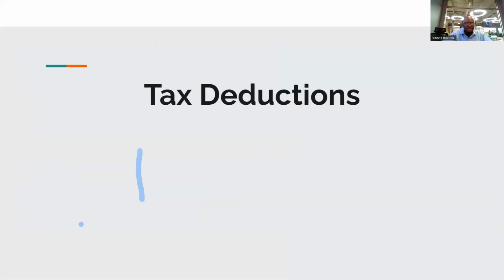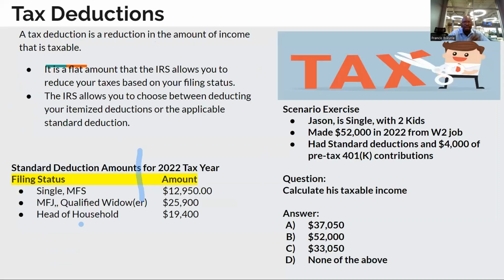Next in our agenda is tax deductions. What is a tax deduction? That's another tool that we're going to be using when we are preparing taxes. We're going to come across it every time. Customers are going to ask you, and you're going to come across it in your software. A tax deduction is a reduction in the amount of income that is taxable. It is a flat amount that the IRS allows you to reduce your taxes based on your filing status. The IRS allows you to choose between deducting your itemized deductions or the applicable standard deduction.